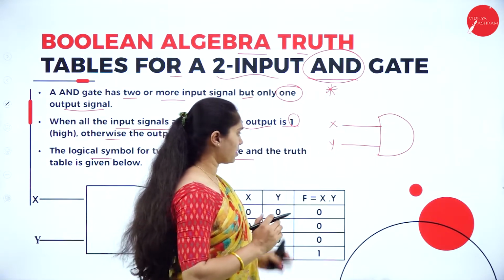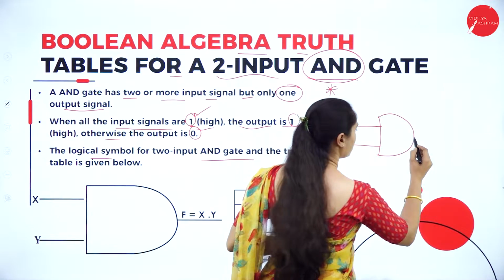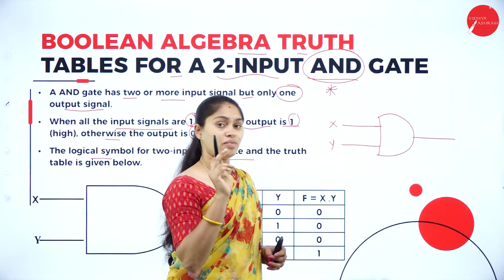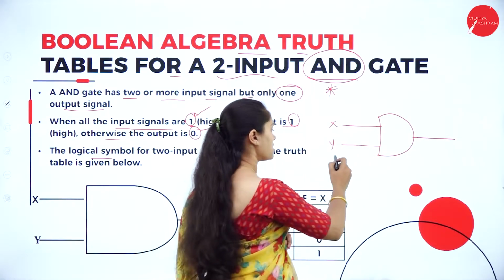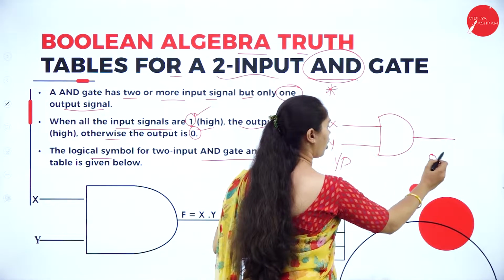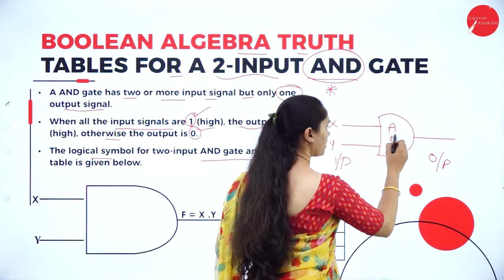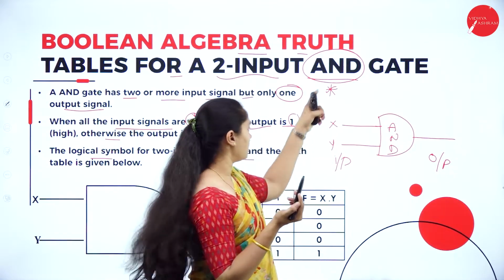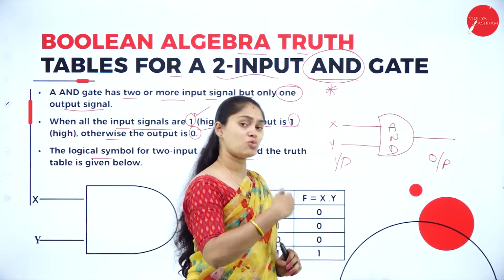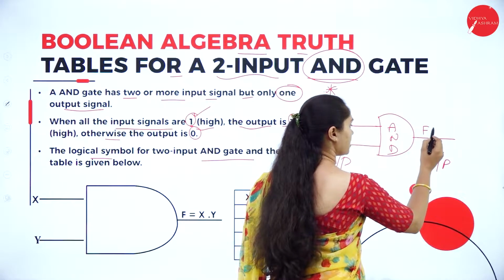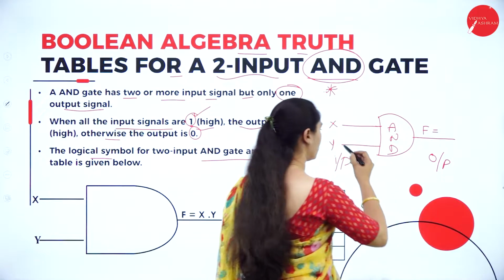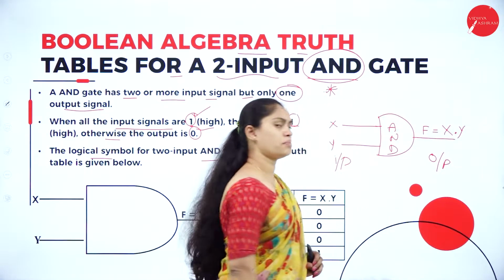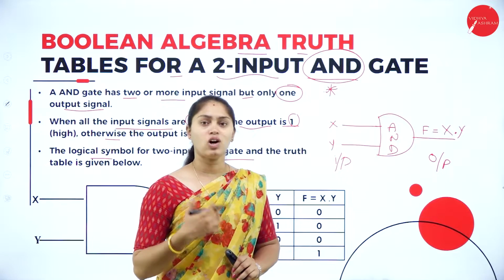For your reference, I am giving X and Y here. As I told earlier, it takes 2 or more input signals, but it produces only one output signal. These are the input signals, this is the output signal, and this is the AND gate. Then what is the resultant we are going to get? As I said earlier, it deals with multiplication, that is, the product. Let me consider the resultant as F. F is equal to X dot Y. The dot operator represents the multiplication symbol or a product.